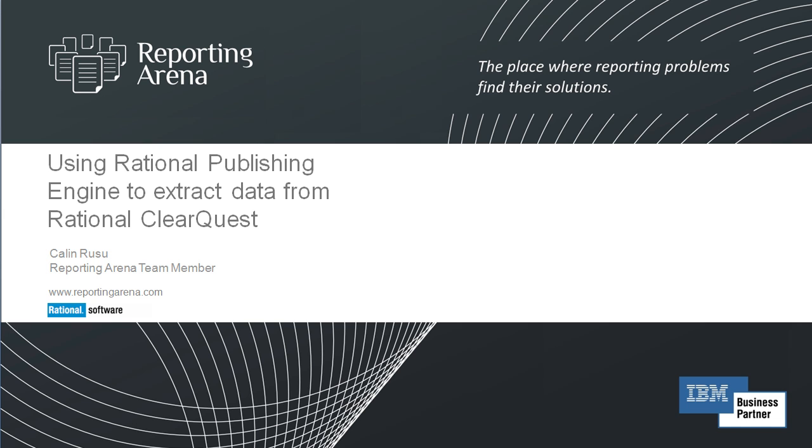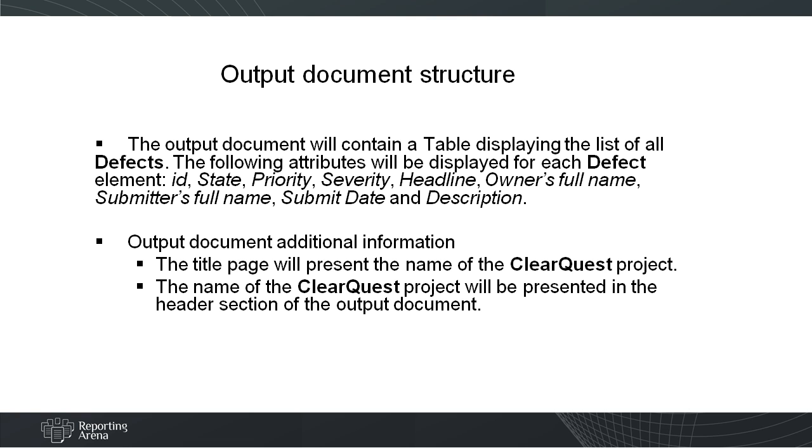The goal of this tutorial is to introduce the basics of using Rational Publishing Engine to extract data from Rational ClearQuest and to create output documents that display the extracted data in a friendly way. Using Rational Publishing Engine, a template will be created and used for extracting the defects and the related information. The output document will contain a table displaying the list of all defects.